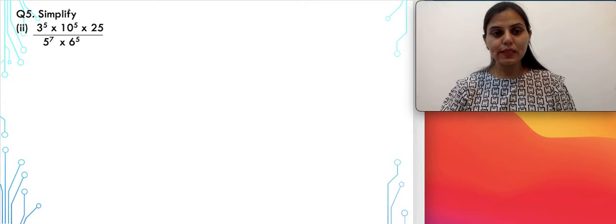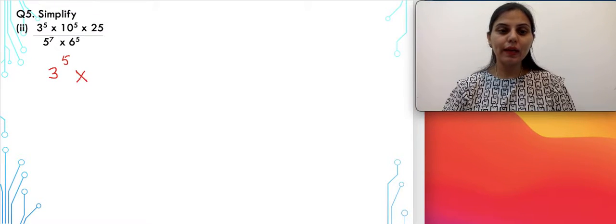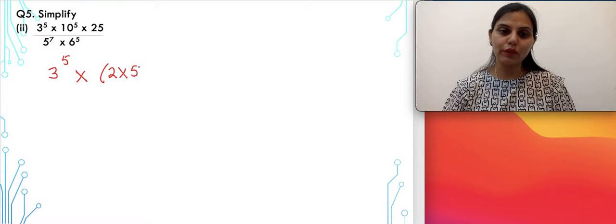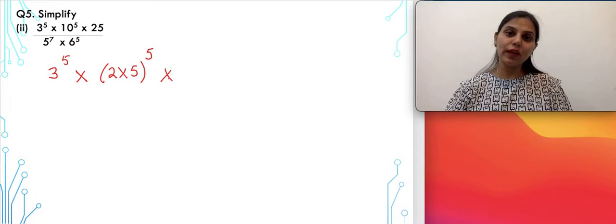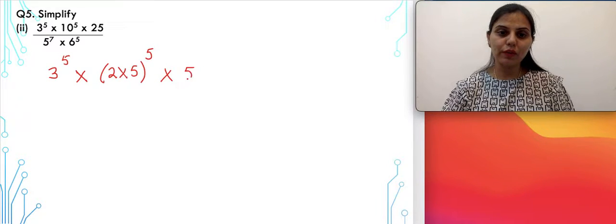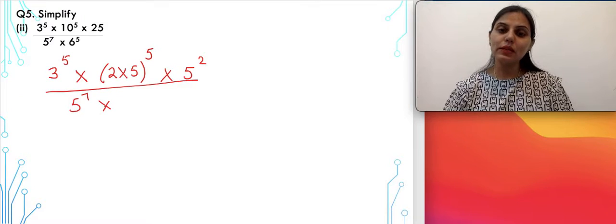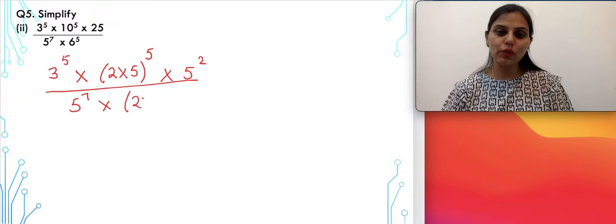In this question it says 3 raised to the power 5 multiplied by, again like in the previous question where we had split 10 into two parts, so here also we can write 10 as the product of 2 and 5, and outside the power is 5. Similarly 25 can be written in exponential form as 5 square, divided by 5 raised to the power 7. Let's split 6 also as prime factors 2 and 3 raised to the power 5.